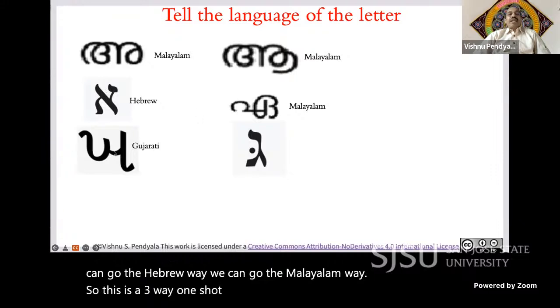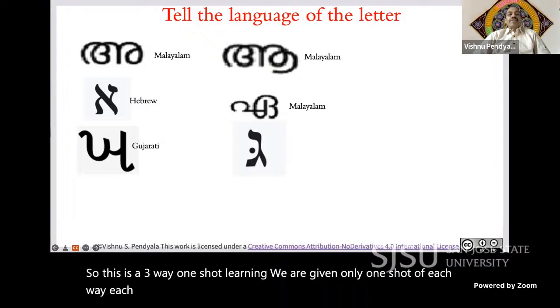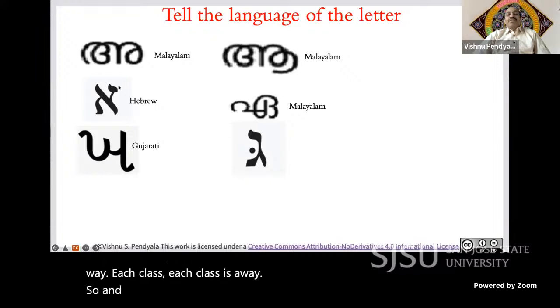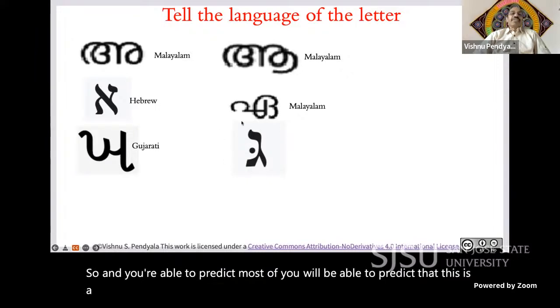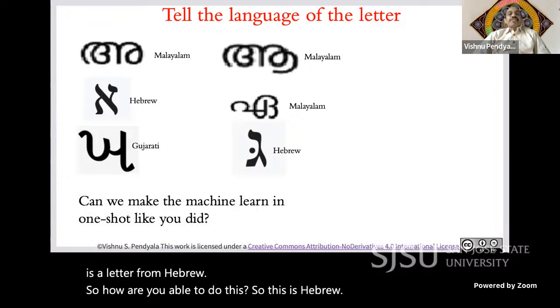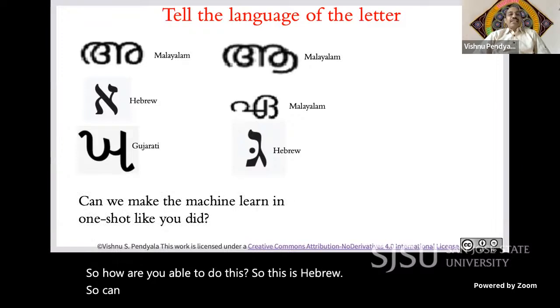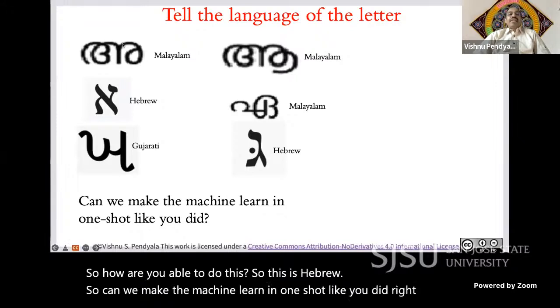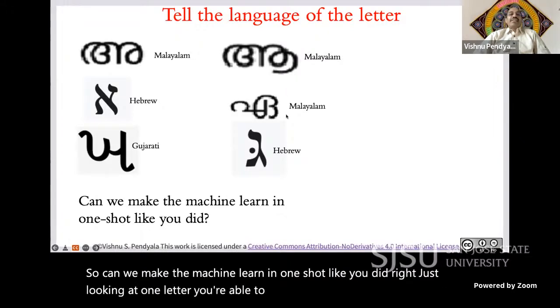You are given only one shot of each way, each class. Each class is a way. And most of you will be able to predict that this is a letter from Hebrew, right? So how are you able to do this? So this is Hebrew. So can we make the machine learn in one shot like you did? Just looking at one letter, you're able to tell the next letter that it is Malayalam or Hebrew and so on and so forth.